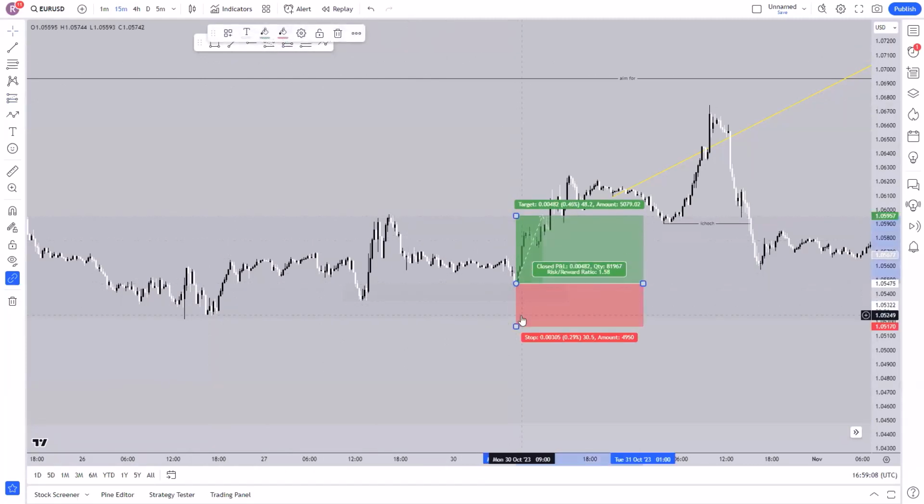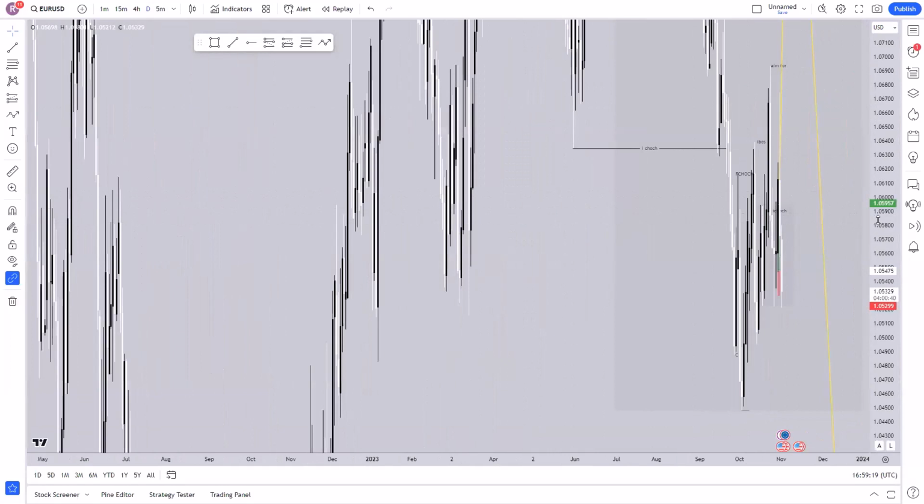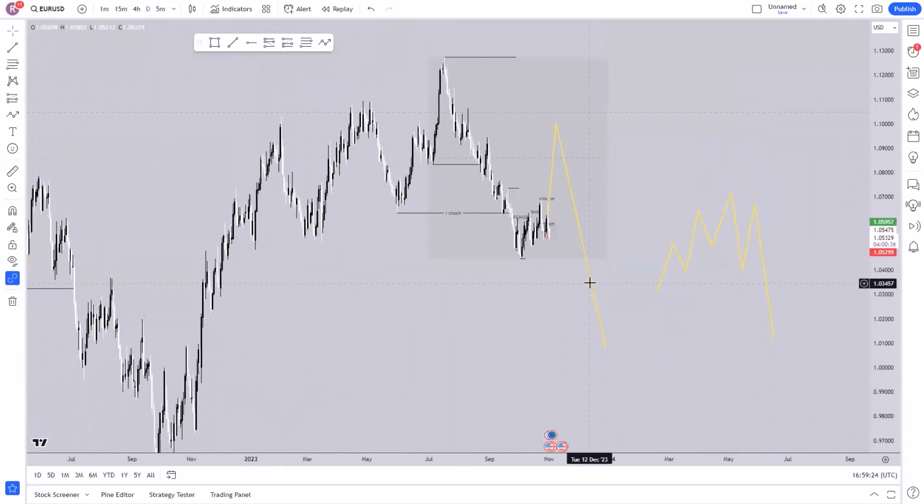We aimed for up here, and our stop loss was somewhere down here for a 2.6 something. And that's that trade. That's how that trade played out. So you can see now how we used the daily time frame to understand the objective of what price wants to do on the higher time frame.